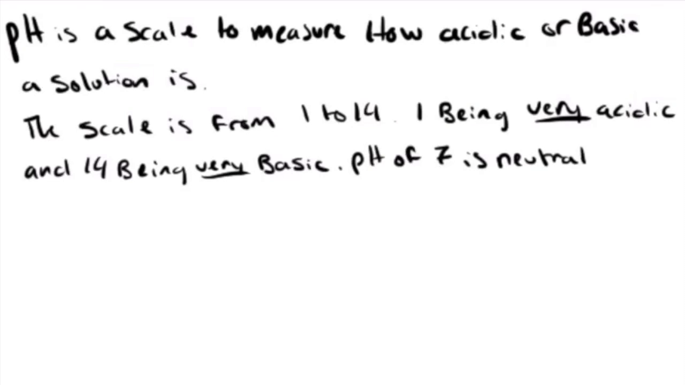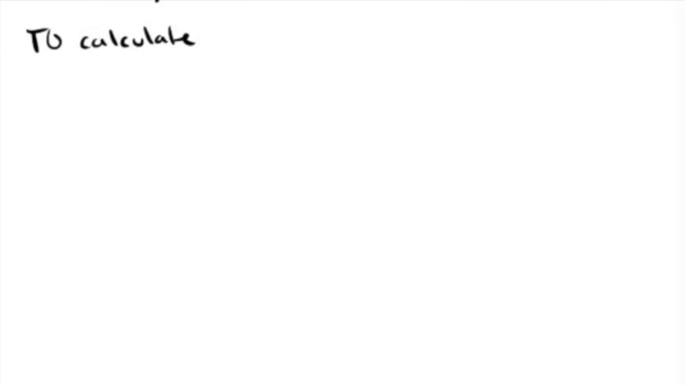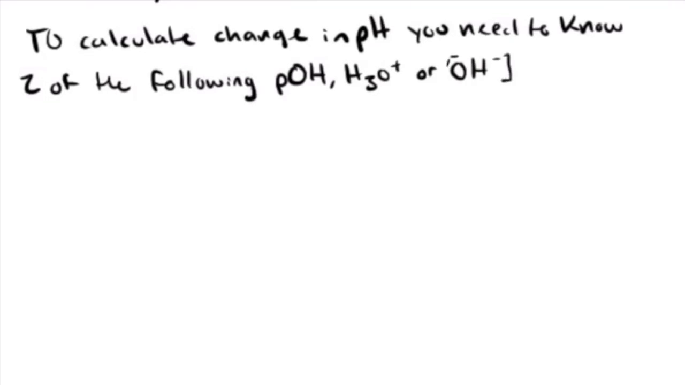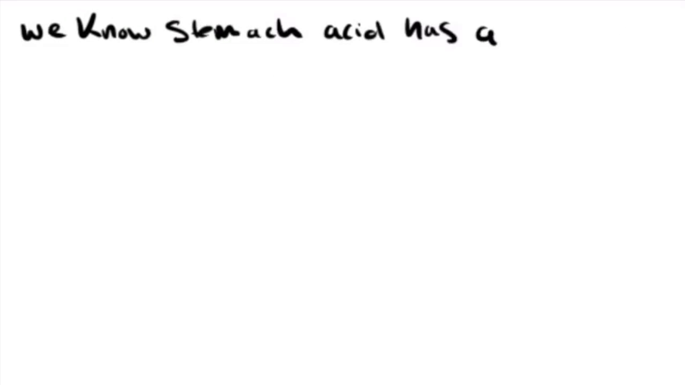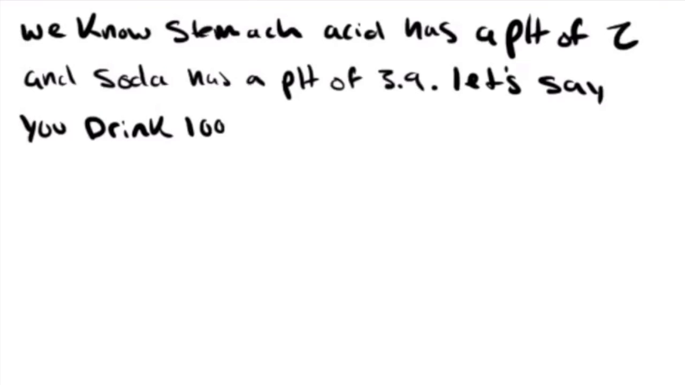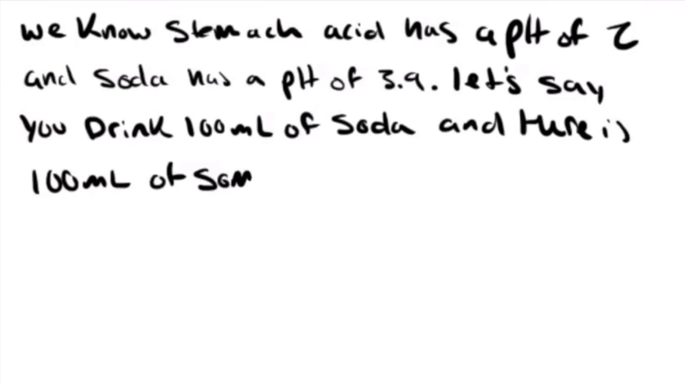To calculate the change in pH, you need to know two of the following: pOH, the concentration of hydronium ions, or the concentration of hydroxide ions. We know that stomach acid has a pH of 2 and that soda has a pH of 3.9. Let's say you drink 100 milliliters of soda and there is about 100 milliliters of stomach acid inside your stomach.